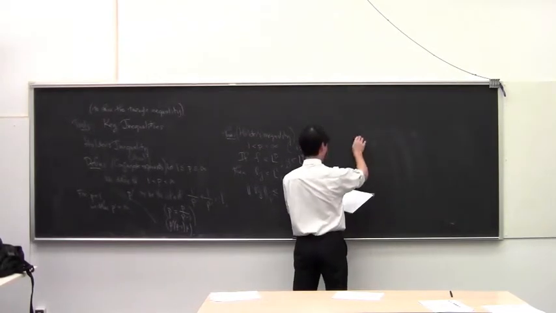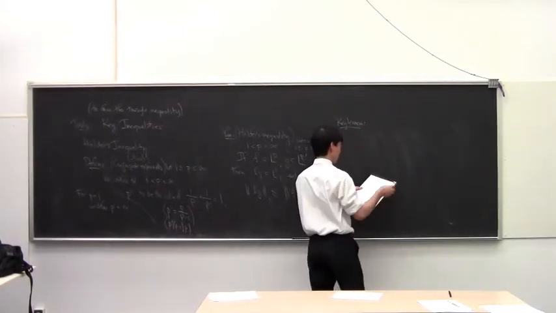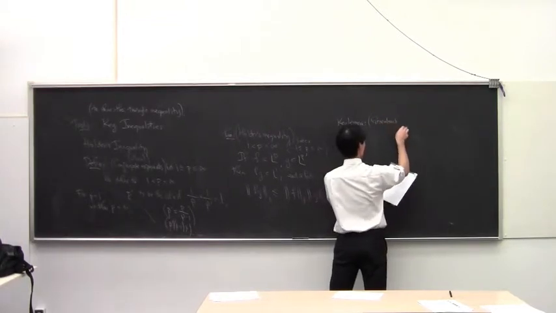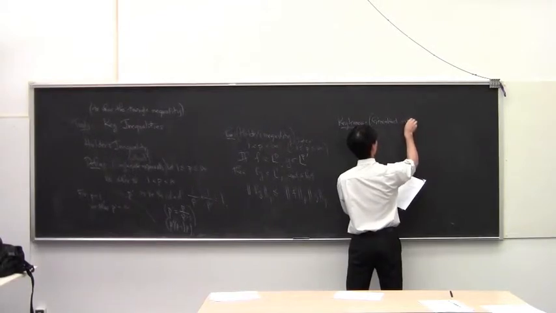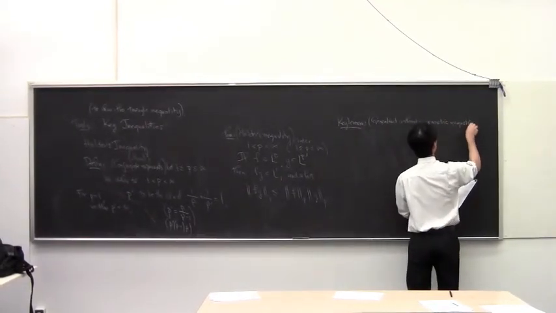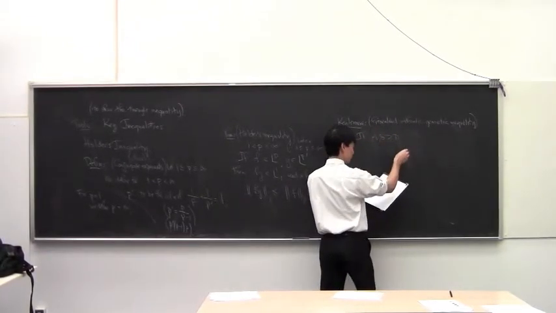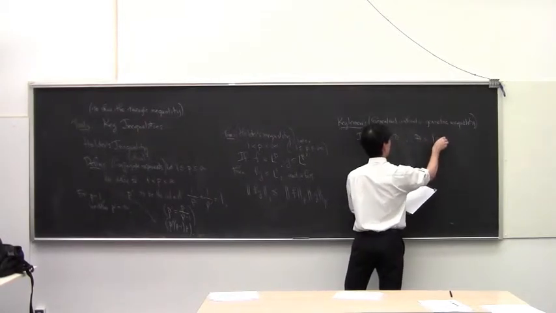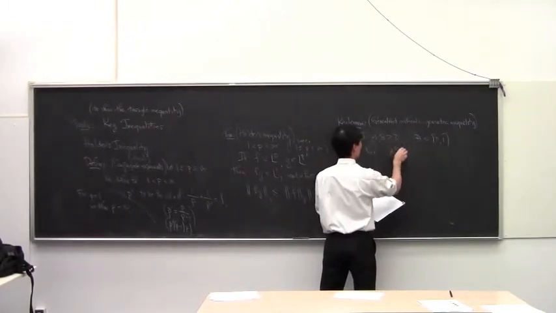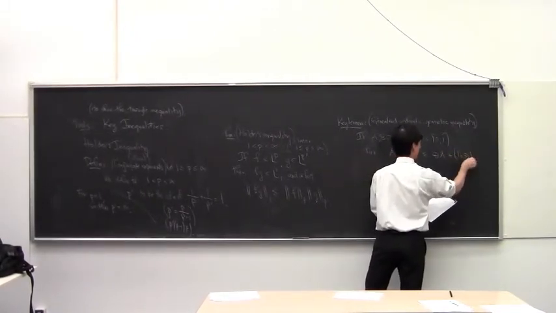The key to this will be the key lemma. Key lemma will be the following, which, if you've read the text, you know is sort of a generalized arithmetic-geometric inequality. So here it is. If A and B are non-negative numbers, and theta is some number between 0 and 1, then A to the theta, B to the 1 minus theta, is dominated by theta A plus (1 minus theta) B.